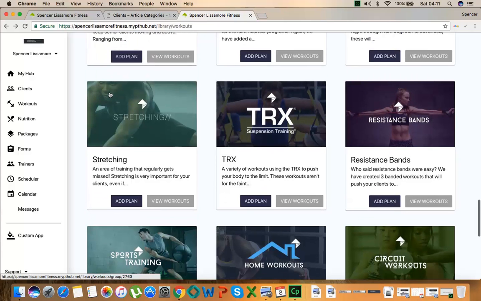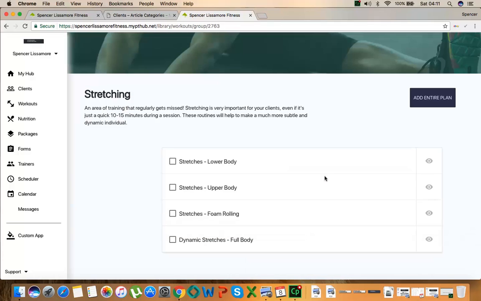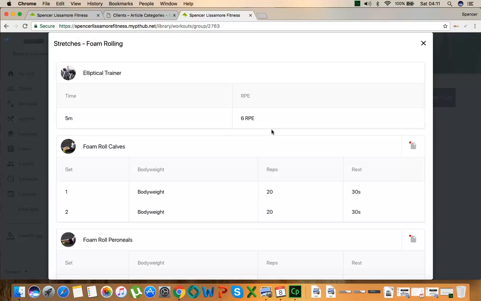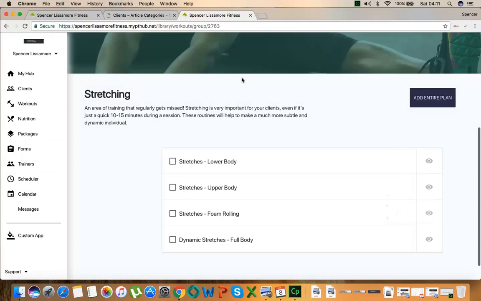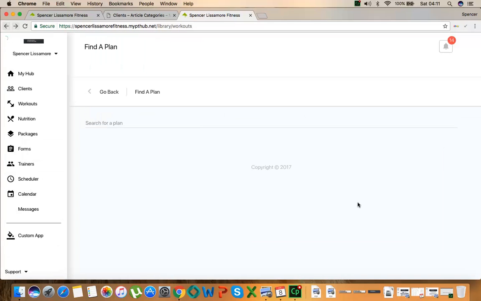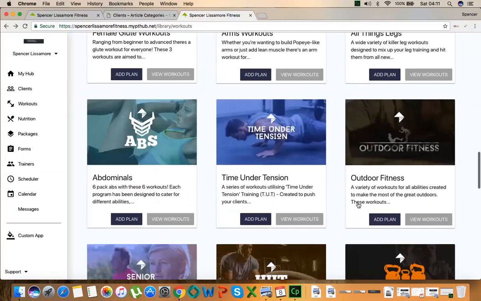So we have stretching and foam rolling also incorporated into this, as we are aware that rehabilitation and being able to look after your muscles is just as important as being able to destroy and break down the muscle tissue, as it can repair back stronger, bigger and more resistant.